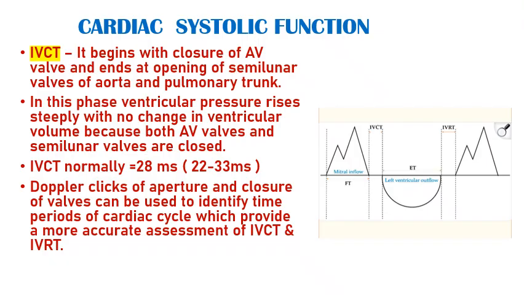IVCT begins with closure of the atrioventricular valve and ends at opening of the semilunar valve of the aorta and pulmonary trunk. In this phase, ventricular pressure rises steeply with no change in ventricular volume because both AV valves and semilunar valves are closed. Isovolumic contraction time is normally 28 milliseconds with a range of 22 to 33 milliseconds. Doppler clicks of opening and closure of valves can be used to identify time periods of the cardiac cycle, which provide a more accurate assessment of IVCT and IVRT.